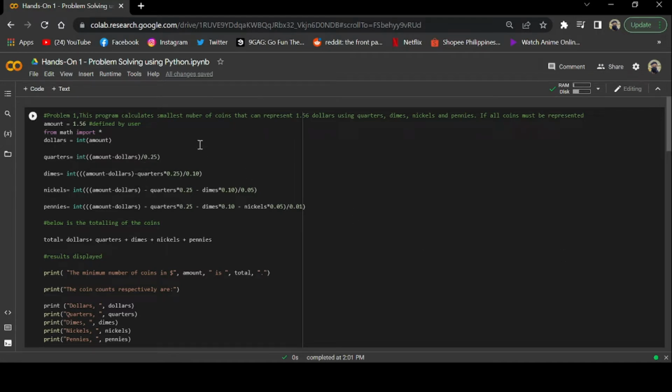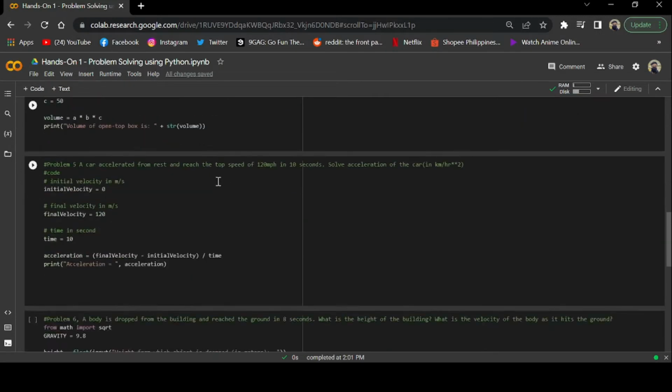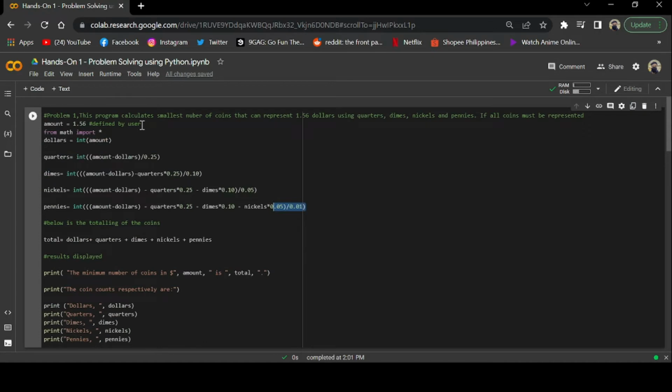And in class activity 1, hands-on problem solving using Python, a given set of problem solving given by our teacher. From this activity, we're gonna solve each problem using a set of equations and the given problem. So let's start with problem number 1.